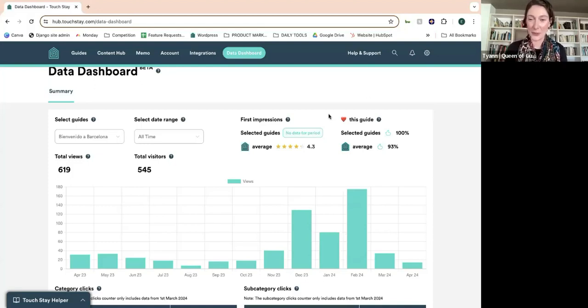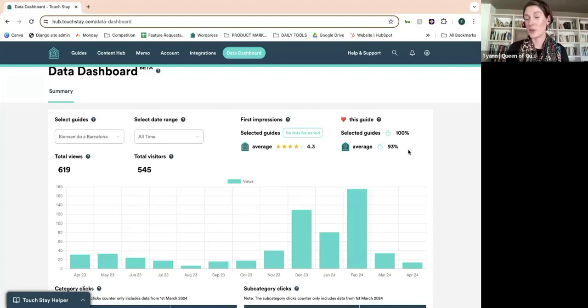Then the other one here, this little heart, I love this guide. This relates to our guide feedback pop-up. So when anyone who you've sent your guide to has opened it on their phone and has clicked around 50 times, so 50 little touch points, they'll get a pop-up within the guide that says, hey, are you loving this guide? And there's a thumbs up or a thumbs down. And so that's how we get this rating and the percentage, whether it's a thumbs up or a thumbs down.